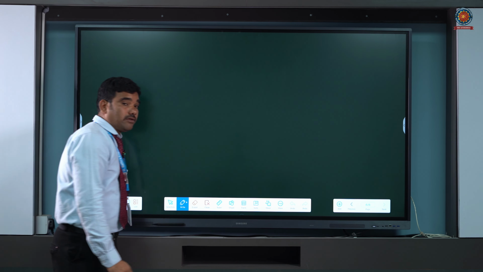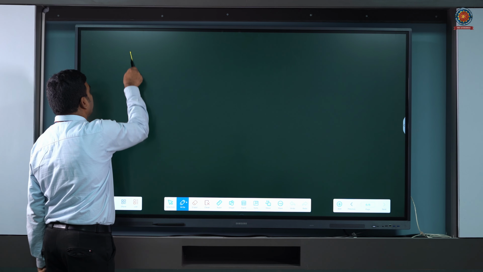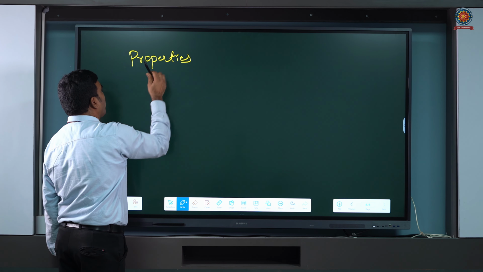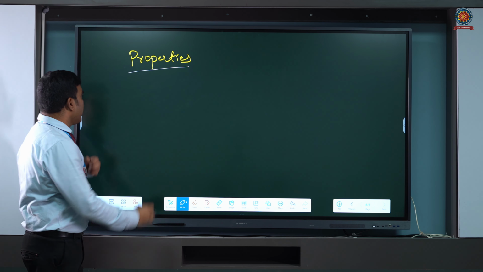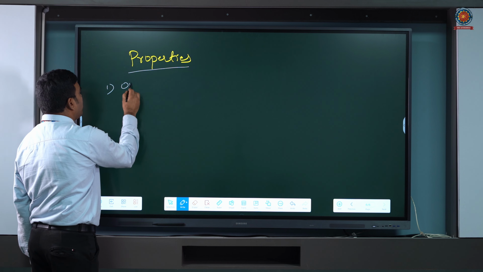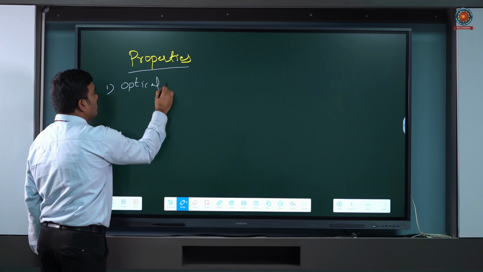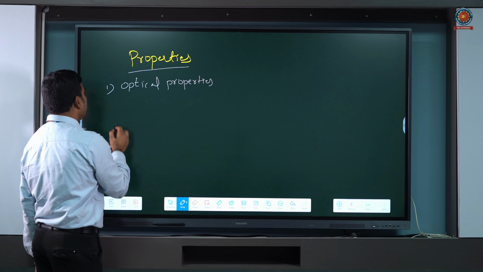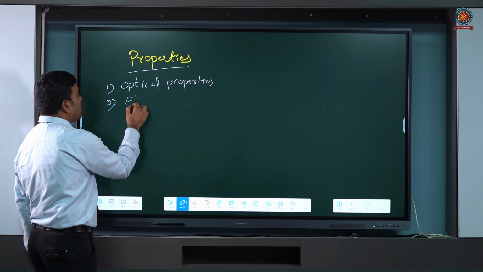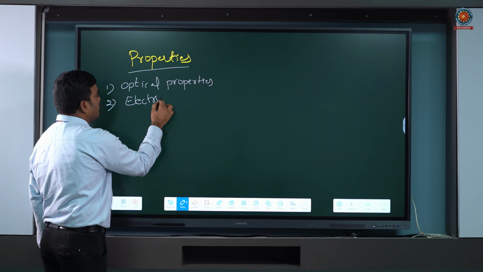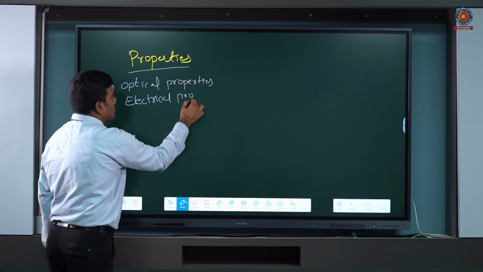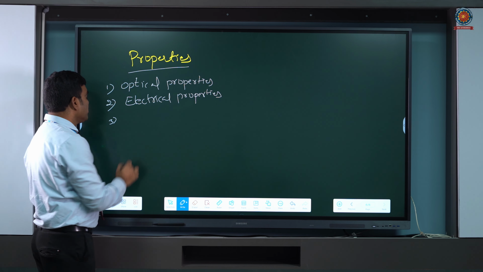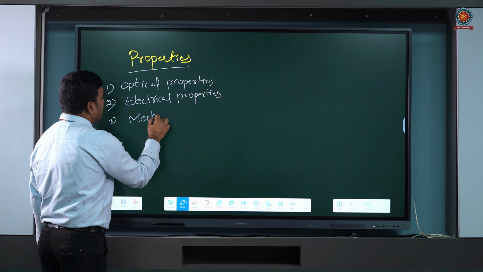Then another difference is properties. Which properties? Optical properties. Second one is electrical properties. Third one is mechanical property.